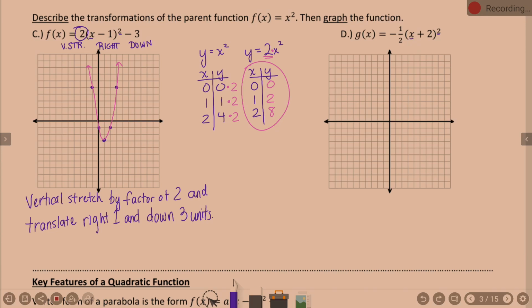I heard two different things there. The plus 2 in the parentheses. That's left or right, opposite the sign. So that is left 2, yes? That's on your green paper. And then did I hear compressed? My a value out front, 1/2. 1/2 is a number that is less than 1, or between 0 and 1. So this is going to be a vertical compression.